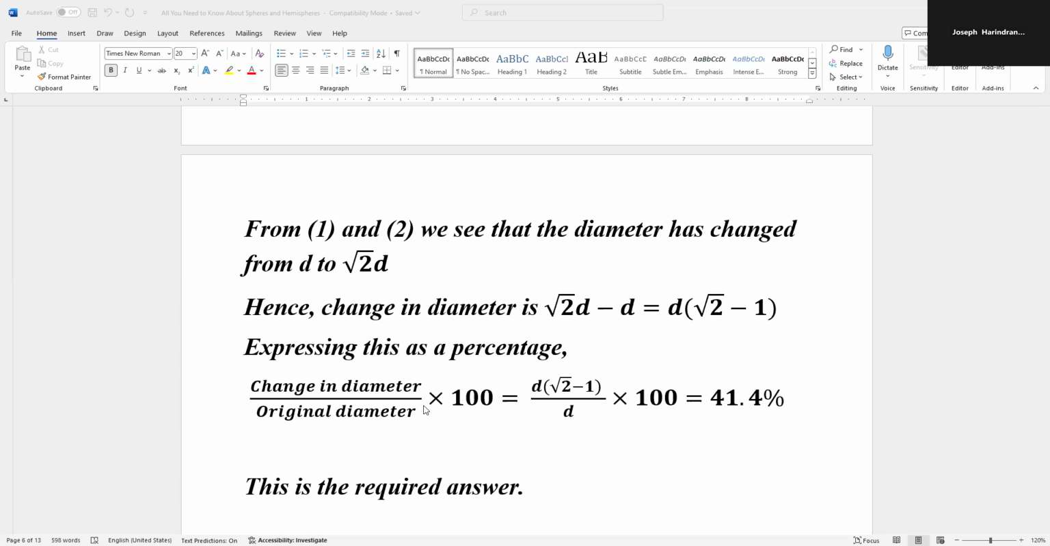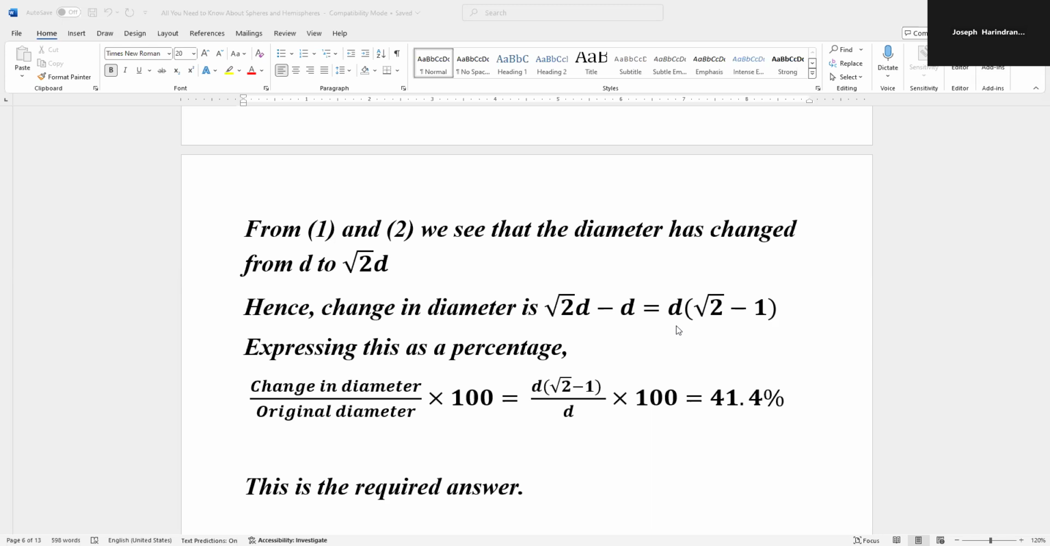The change in the diameter is now going to be root 2d minus d, the difference. Taking d outside, we get d into square root of 2 minus 1 within brackets. We know that root 2 is 1.414, minus 1, 0.414 d. That is the change in the diameter expressed as a decimal fraction.